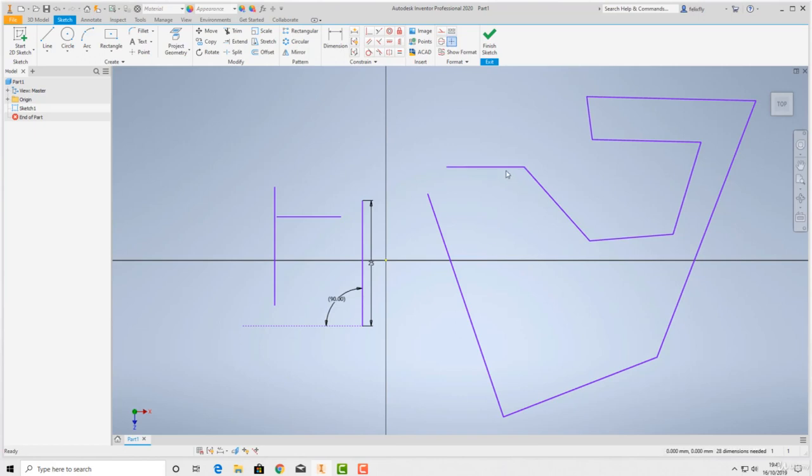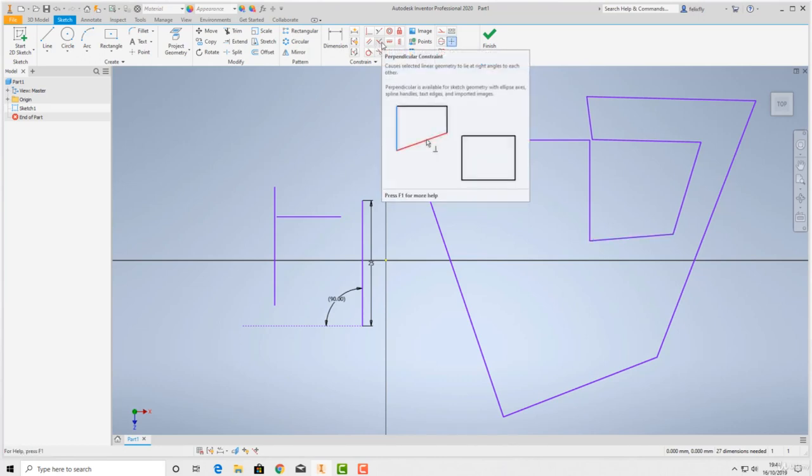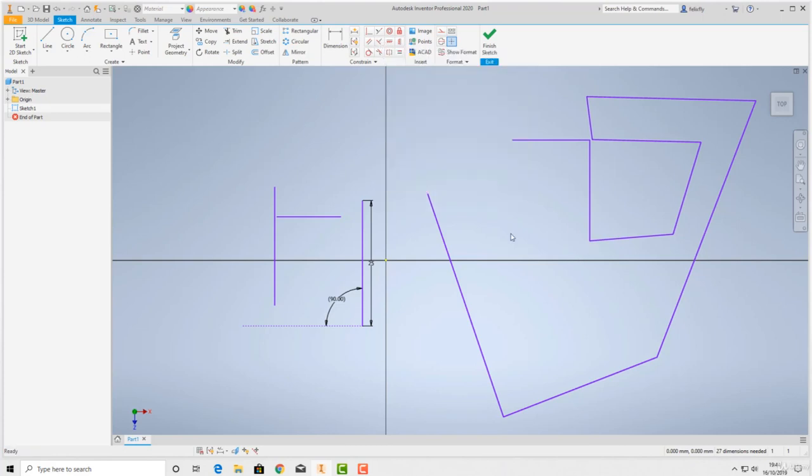So if we click this line, we've got a horizontal constraint here. This line we don't have anything, but supposing we wanted that vertical, we can click vertical constraint. This one, we could make that horizontal, and that will give us a right angle here. We could also do this perpendicular constraint. So that will make two lines right angles to each other.